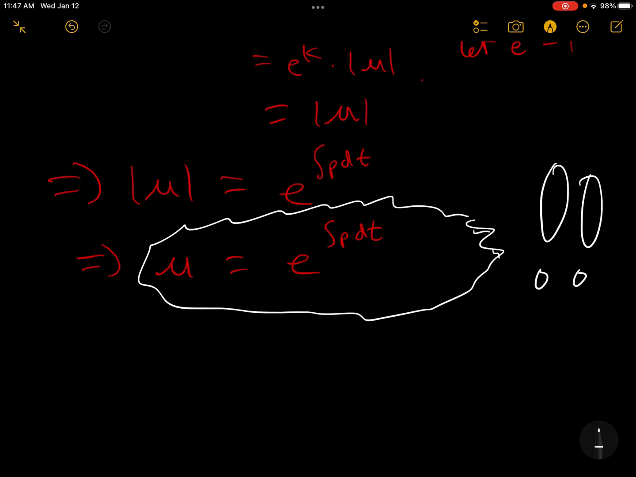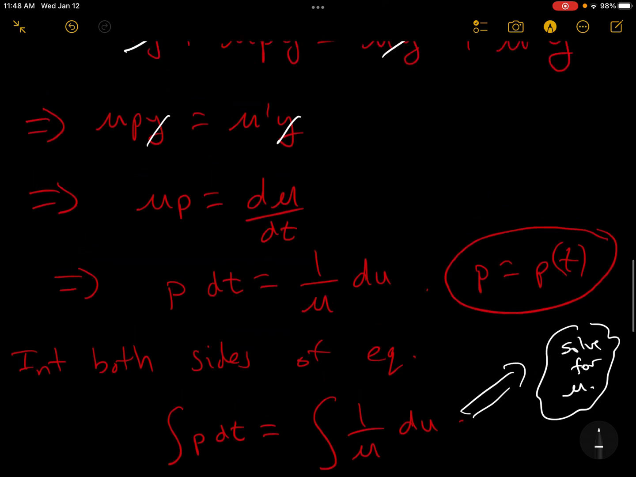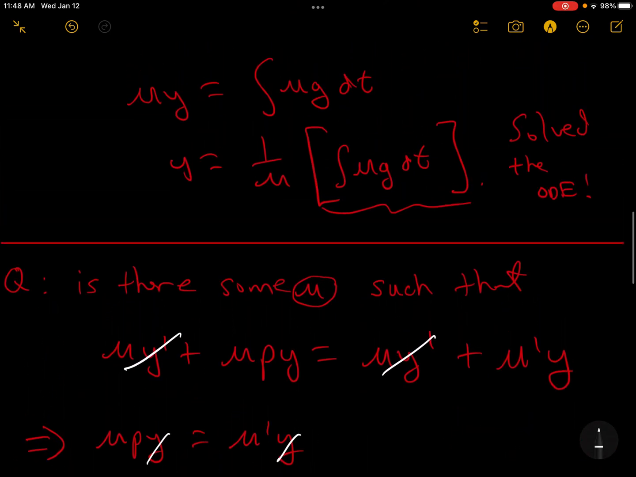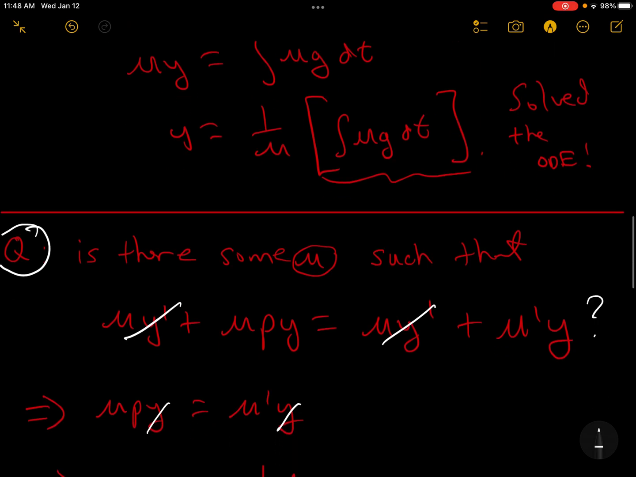So, believe it or not, if you unravel all of this, just keep going backwards and backwards, we were looking at this question. Is there some mu such that that equals that? And the answer is yes. It's mu equals e to the integral of p dt.